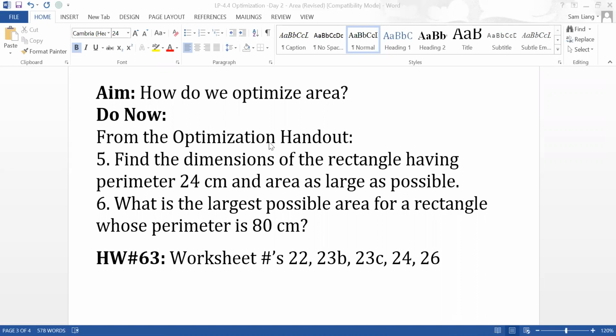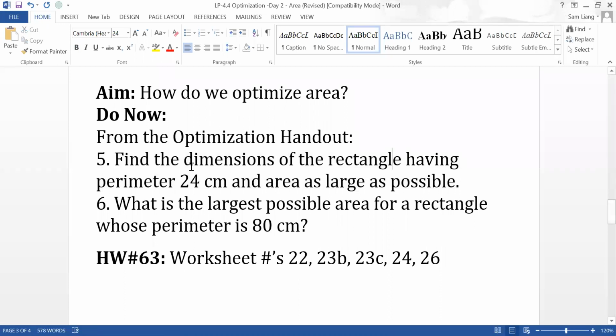Okay, so let me pause you here. Can I get a volunteer to read this question here, number 5? Find the dimensions of the rectangle having perimeter 24 centimeters and area as large as possible. All right, thank you for that. So this is a question that we've seen in previous lessons, right? So you might already know the answer. And at this point, feel free to type in the chat what you got for questions 5 and 6.